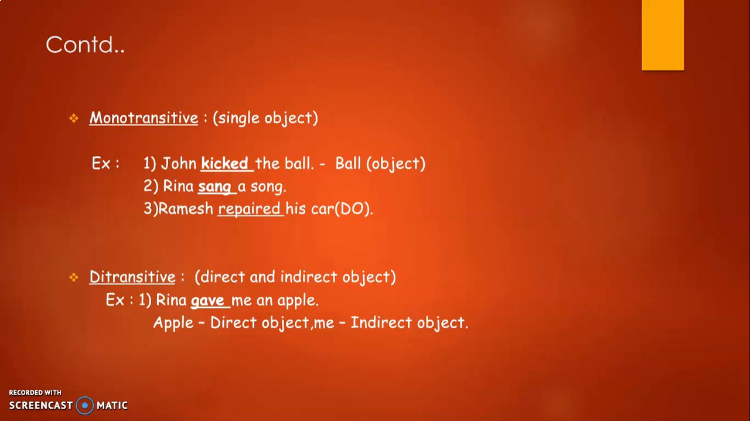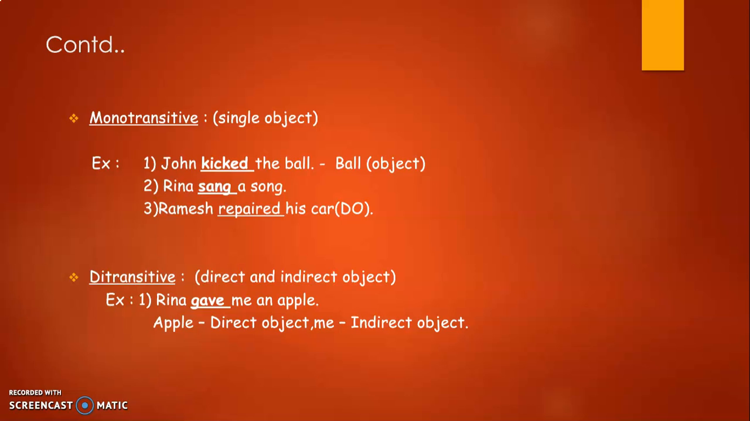Similarly, Reena sang a song. Here there is only one object, song. Next, Ramesh repaired his car. His car is the direct object and there is only one object in the sentence. Hence, repair is the monotransitive verb.